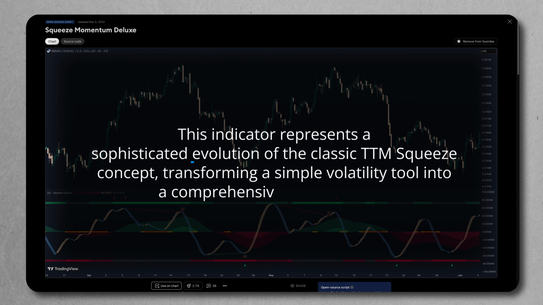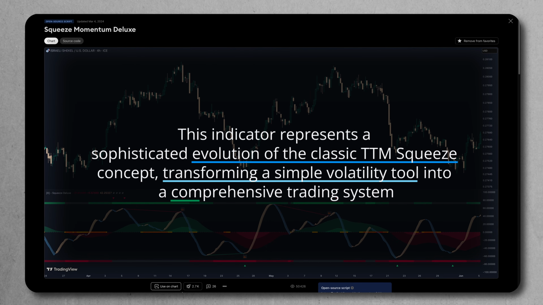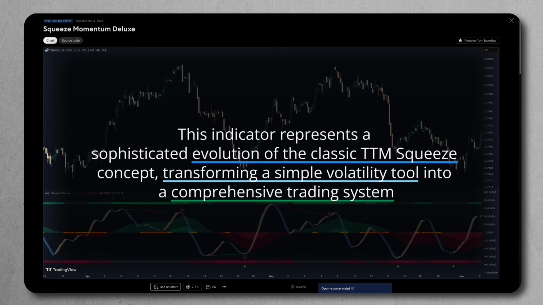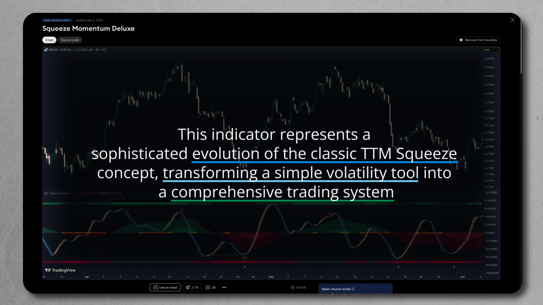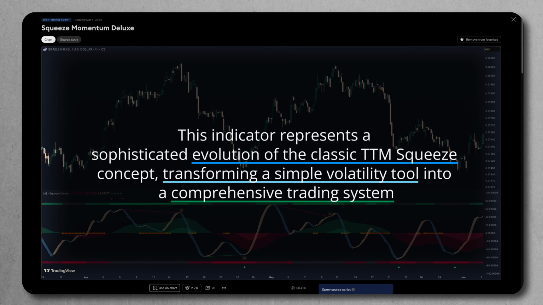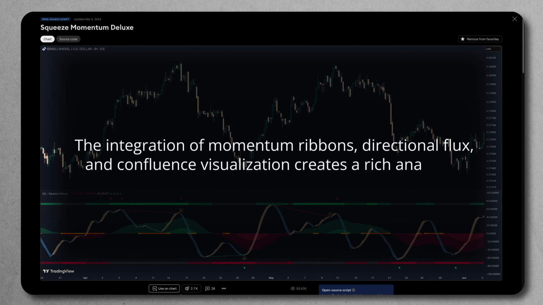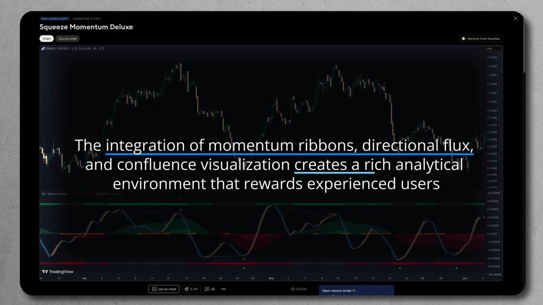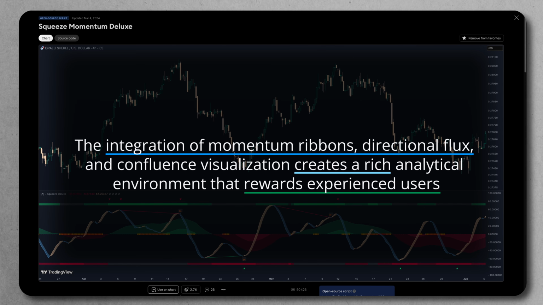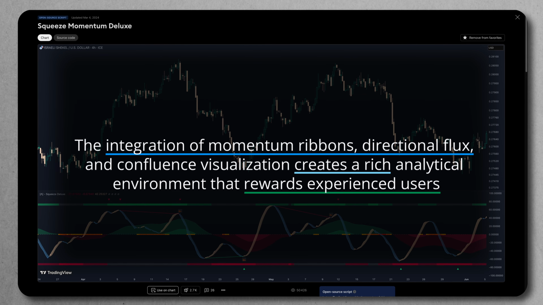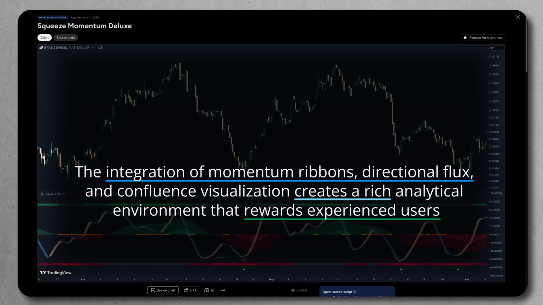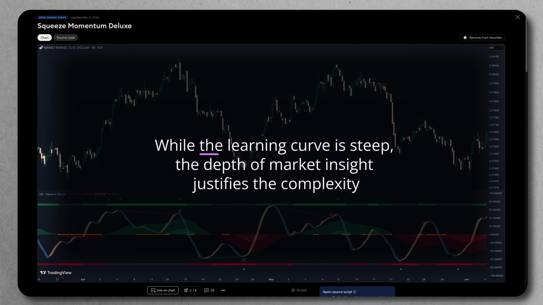This indicator represents a sophisticated evolution of the classic TTM squeeze concept, transforming a simple volatility tool into a comprehensive trading system. The integration of momentum ribbons, directional flux, and confluence visualization creates a rich analytical environment that rewards experienced users. While the learning curve is steep, the depth of market insight justifies the complexity.